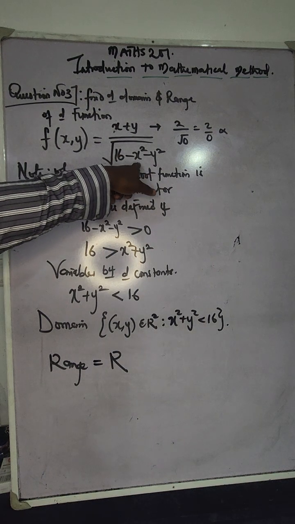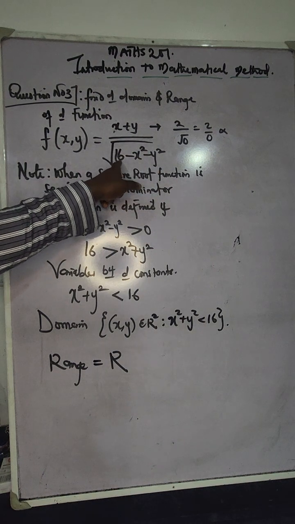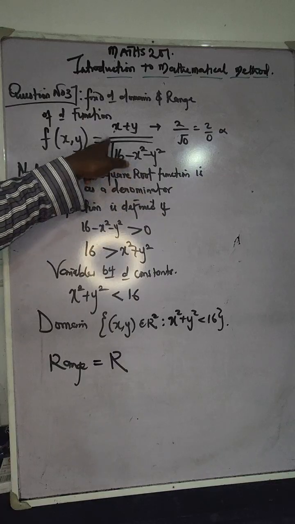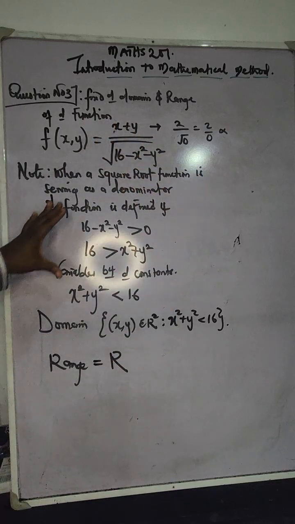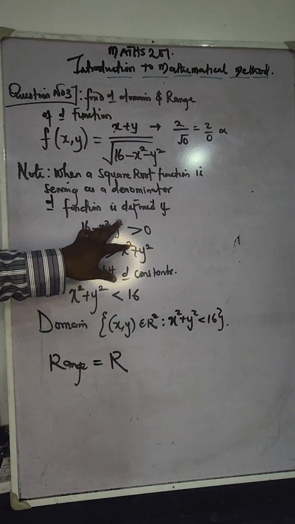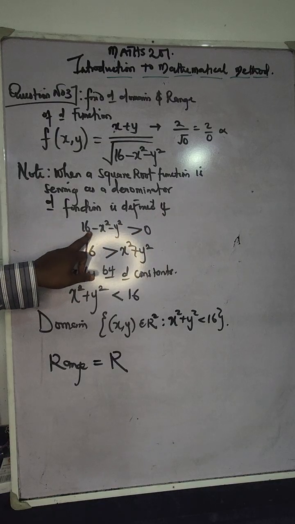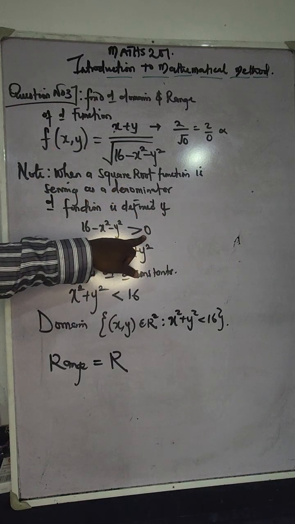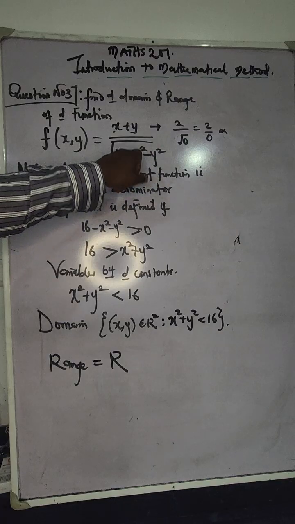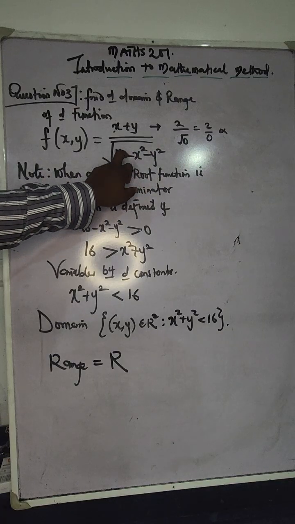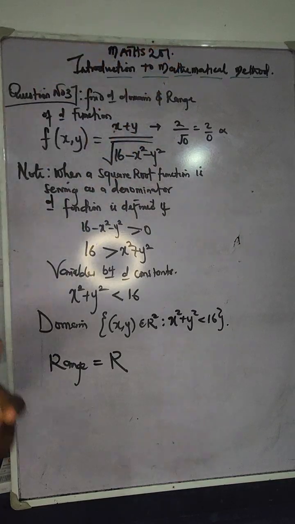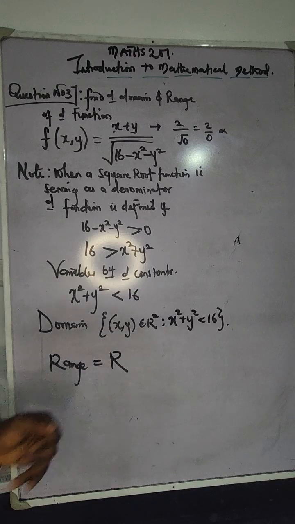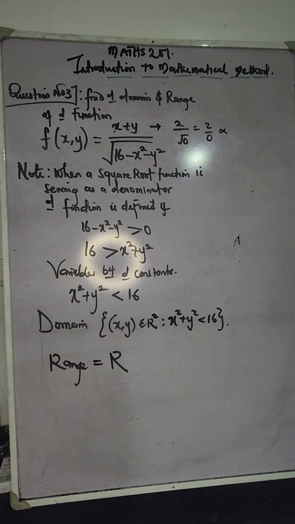Let's assume the totality of this is 17. So you have 16 minus 17, which is minus 1. Square root of minus 1 is a problem. And we have treated that here already: the function should be defined when 16 minus x squared minus y squared is greater than 0. So we are assuming from here that this value is greater than 0, and when it is greater than 0, then you can have all real numbers. So the range of the function is all real numbers.